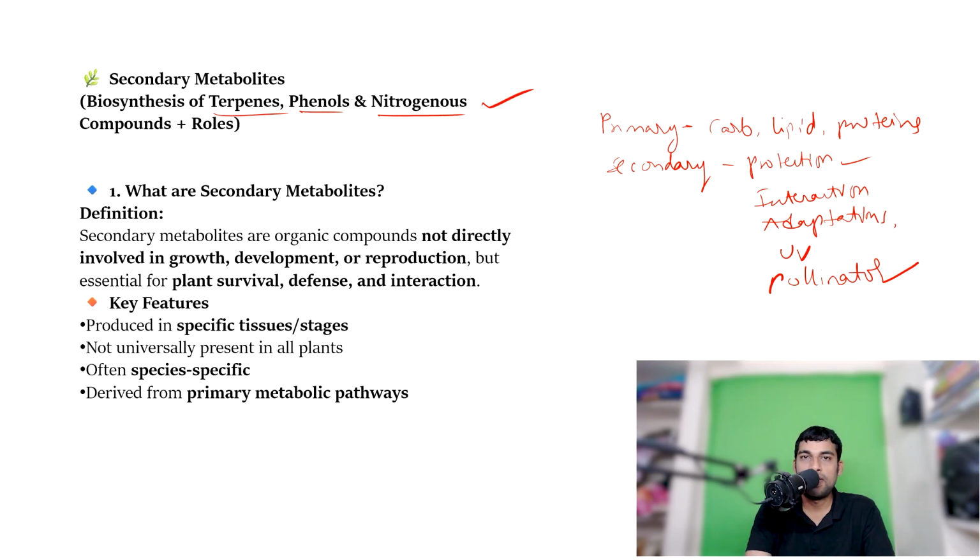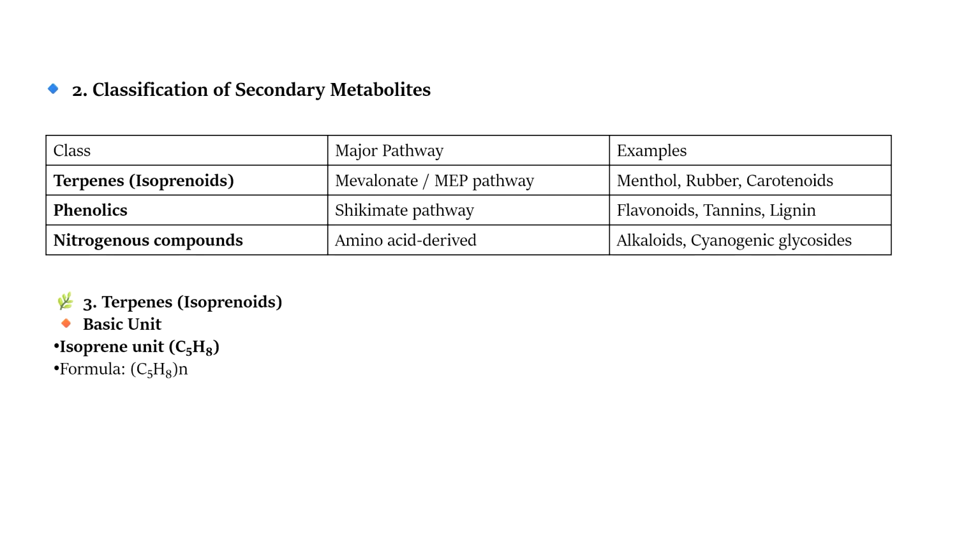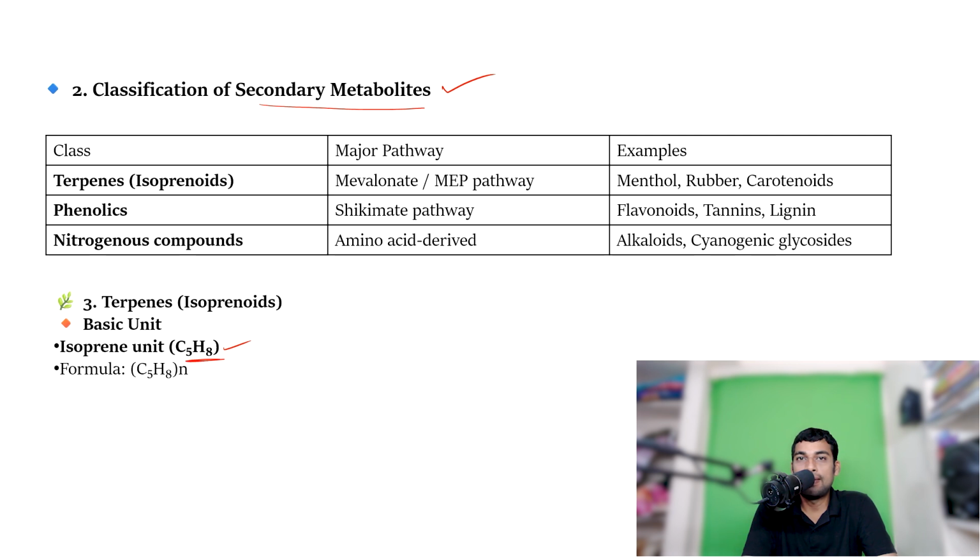The first one is terpenes. We also call them isoprenoids. Oh, these plants also have self-defensive systems? Exactly. And these useless compounds are called secondary metabolites. Terpenes are the largest class of secondary metabolites. These are built with 5 carbon units. We call it the isoprene unit. So from this isoprene unit, all terpenoids are synthesized. It is the precursor for every terpene molecule.